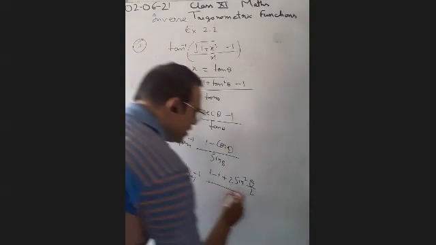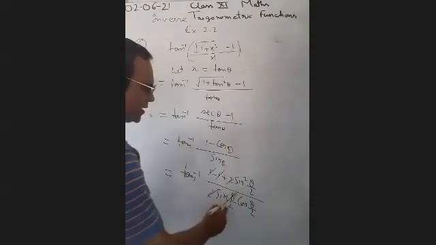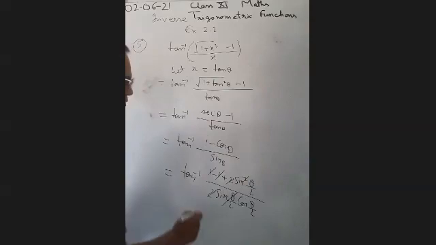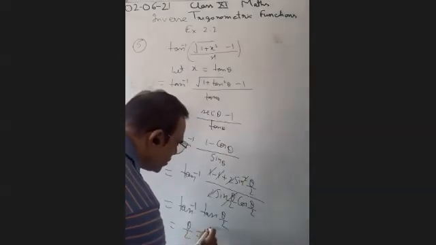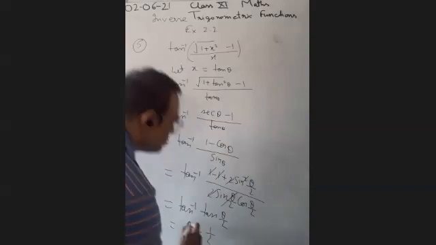1 से 1 we have cancelled. 2 से 2. Sin theta by 2, sin theta by 2. Tan inverse tan theta by 2. ठीक है, tan inverse tan से we can cancel, which is equal to theta by 2. Theta by 2 means 1 upon 2.